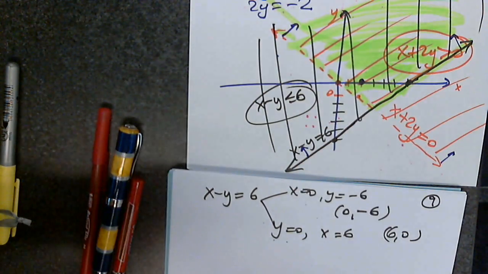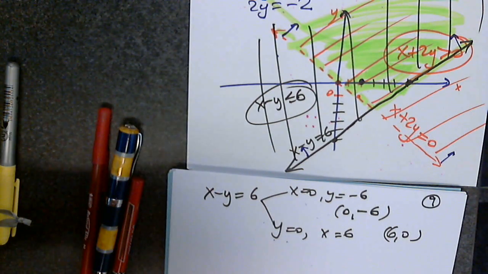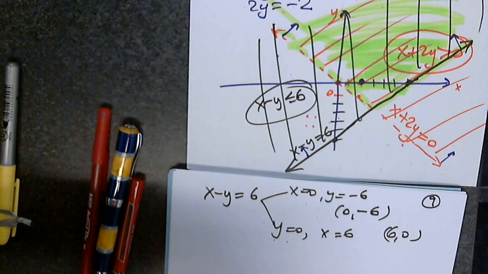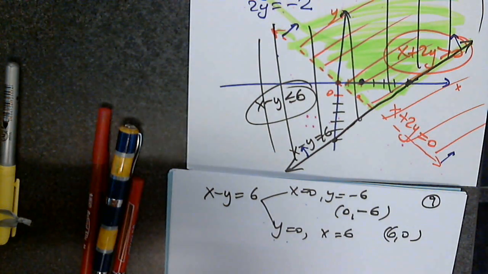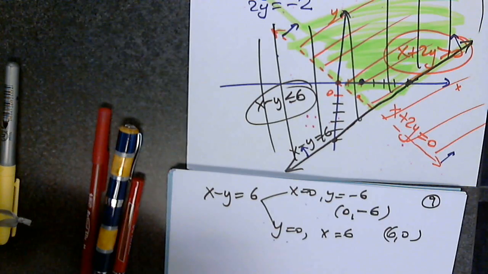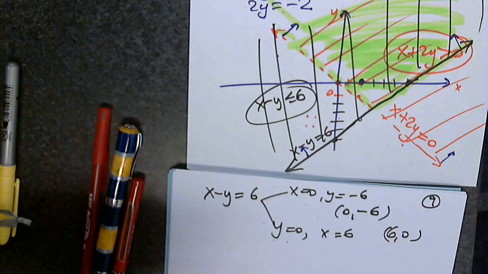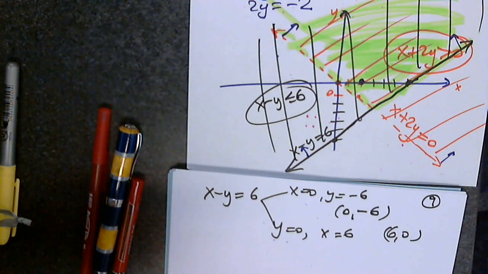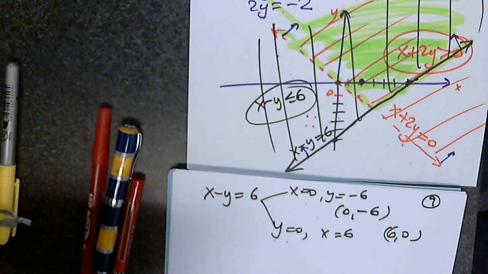Can you just remind me how to know where to shade? I'm so confused. You test any point on one side. If it's true, it is that side. If it's not, shade the other side. What about the origin? If the line passes through the origin, then pick any other point. But remember the region you picked it from. And if it's true, then you shade in the region that contains the point that you picked.